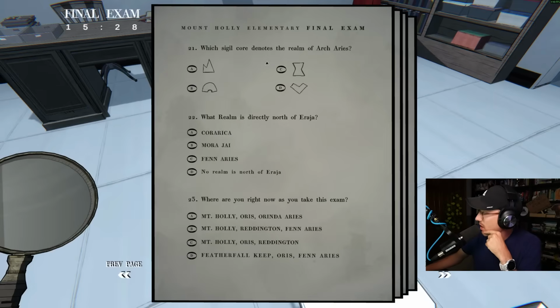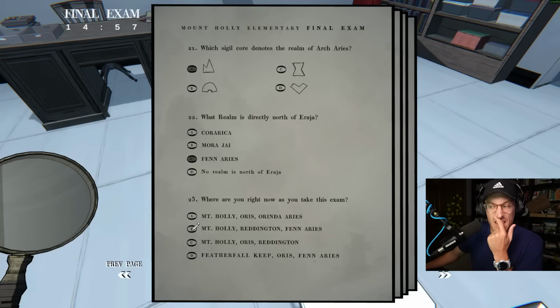Which sigil denotes the realm of Arch? Arch is the mountain. What realm is directly north of Iraja? You would call it Finn Aries. You would not call it anything else. Where are you right now as you take this exam? I am in Mount Holly, which is in Reddington, which is in Finn Aries, despite the fact that I don't actually believe that.